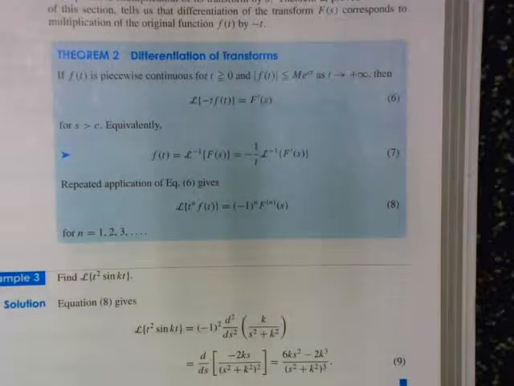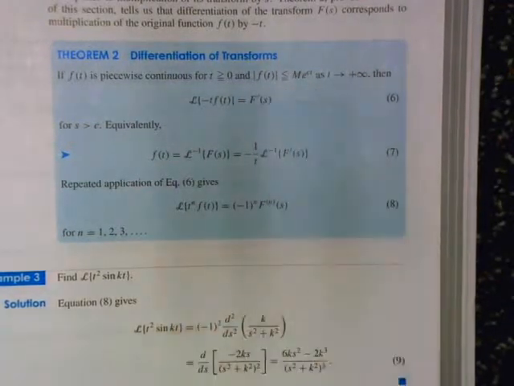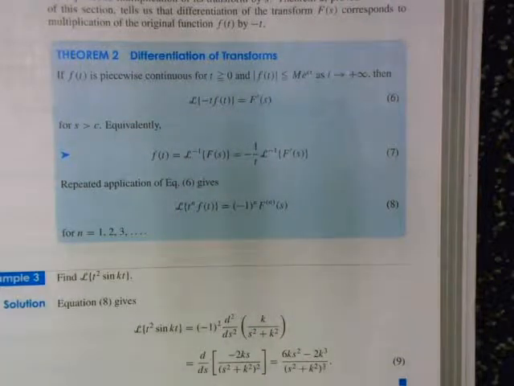All right, so here's what we had left in section 4.4. There are several theorems that are going to allow us different techniques for finding Laplace transforms and finding inverse Laplace transforms. And the first theorem is this. If f of t is piecewise continuous and f of t is of exponential order, that's what that says, f of t is less than some exponential function, then the Laplace transform of negative t times f of t is the derivative of the Laplace transform of little f of t, or written as the derivative of big F of s.